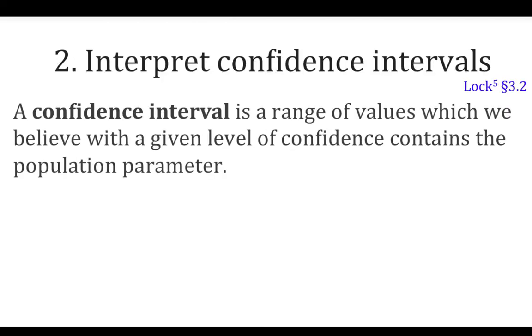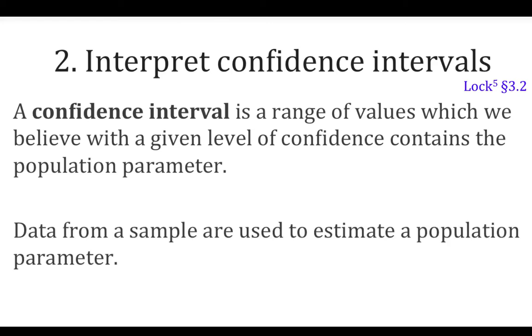Here's our second learning objective: interpret confidence intervals. This is covered in section 3.2 of the Lock 5 textbook. A confidence interval is a range of values which we believe with a given level of confidence contains the population parameter. This is the first inferential procedure that you're learning in this course. Data from a sample are used to estimate a population parameter.